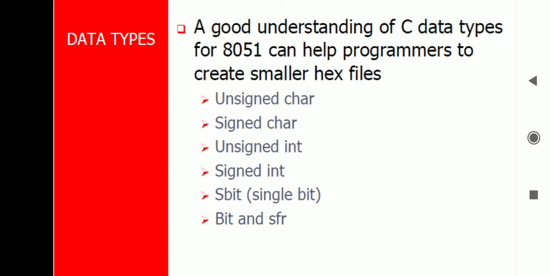Data types in C programming. A good understanding of the C data types for the 8051 can help the programmer create small hex files. There are six data types in microcontroller C programming: unsigned character, signed character, unsigned integer, signed integer, single bit (sbit), bit, and SFR, the special function register data type.